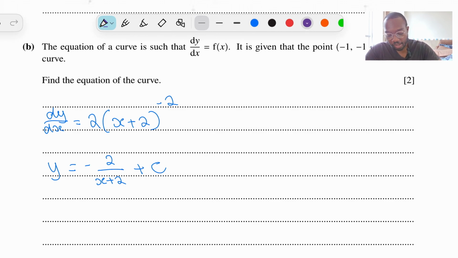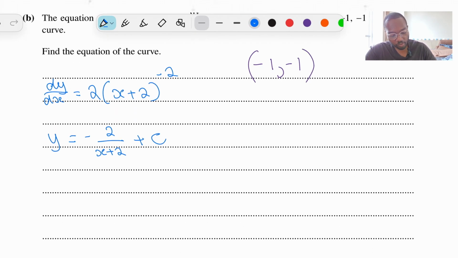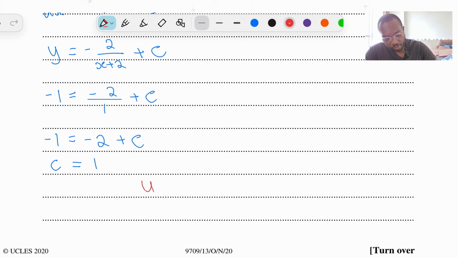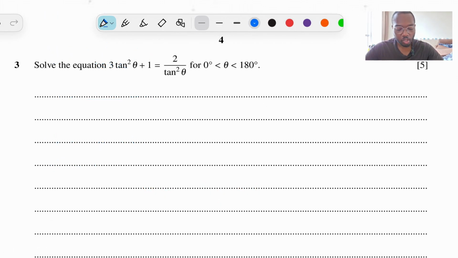And we're told that we have the point (1, -1) on this curve, so therefore we just put those points in. So it's -1 is equal to -2 over (-1 plus 2), which is 1, plus c. Therefore, we get -1 is equal to -2 plus c. Therefore, c is equal to 1. And therefore, if we write the full equation now, that'll just be y is equal to -2 over (x plus 2) plus 1.